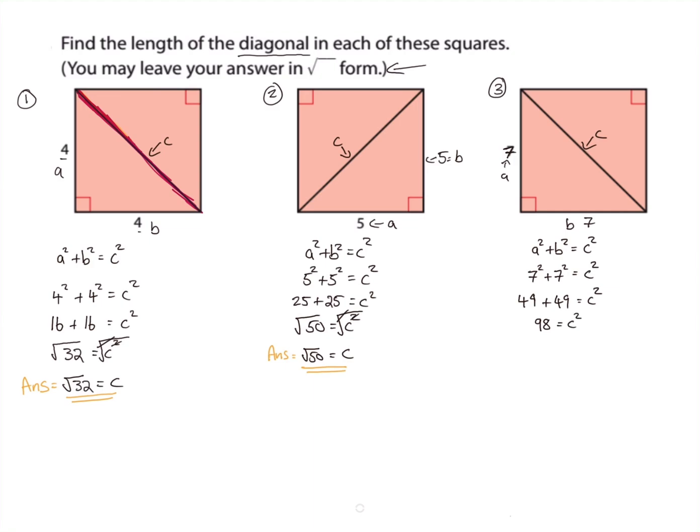Now we want to get rid of the C squared, so we square root both sides. So the square root here cancels with the squared sign. So we are left with the square root of 98 equals C. And that is our answer. So they're pretty straightforward once you've done a few of them.